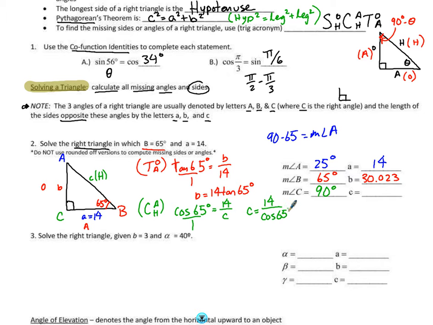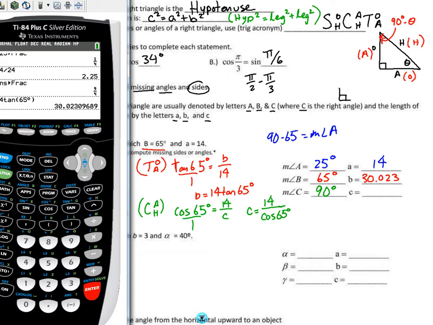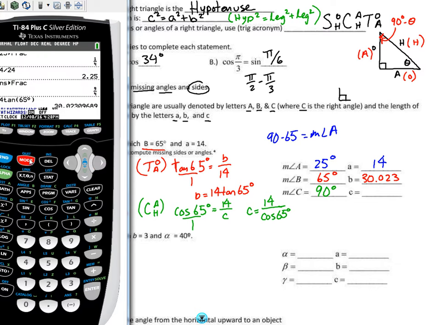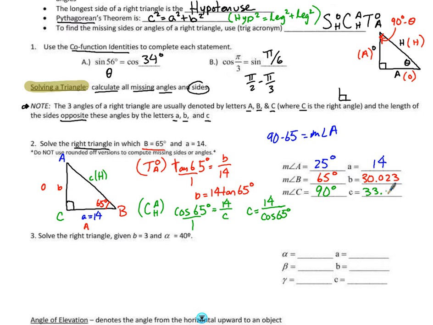So in my calculator, I do that exact same thing now. 14 divided by the cosine. And let's just say I want to keep that in degree mode. I can always go second mode and turn my calculator into degree mode. And then I can go ahead, 14 divided by the cosine of 65. That means my angle is in degree mode. And that's going to give me 33.127.